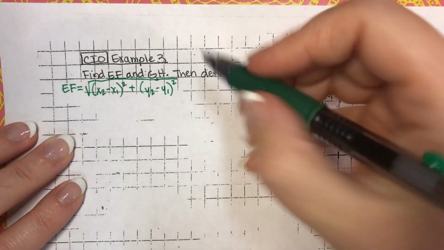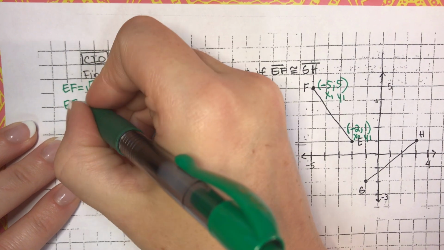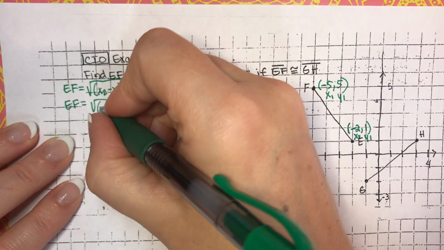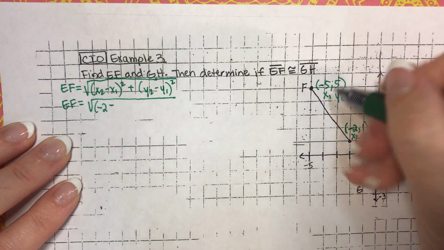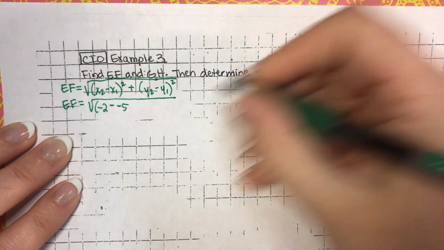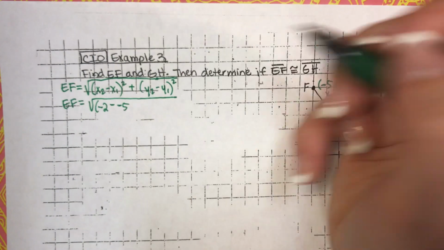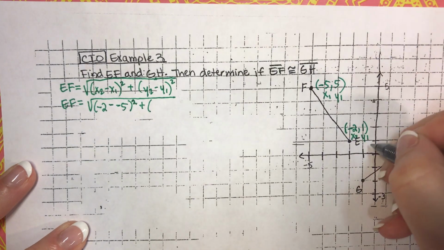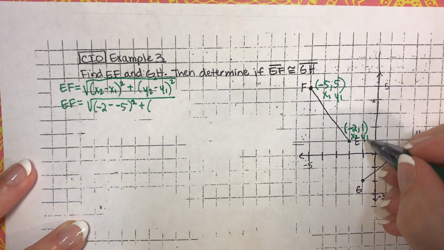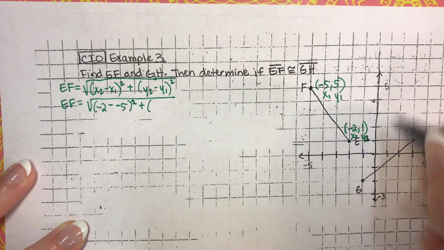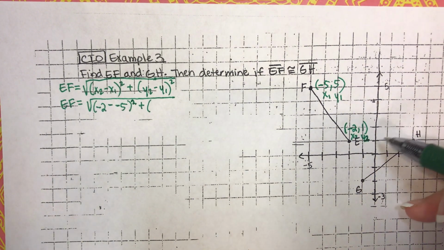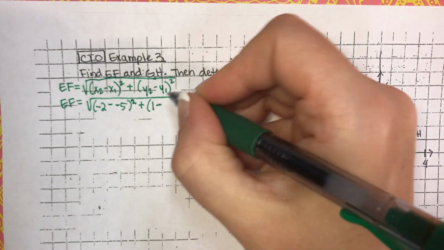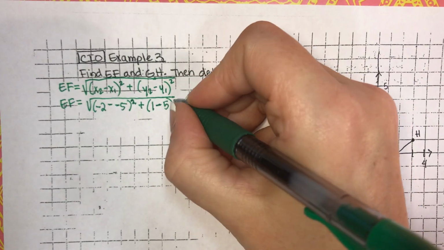Then we're going to go ahead and substitute those values in. So EF equals the square root of x2 is negative 2. So negative 2 minus, what's x1? x1 is negative 5, right? Okay, and then we square that. Plus y2, oh my goodness, what did I do? This is supposed to be a y2, I'm sorry, I hope I didn't confuse anybody. Okay, x1, y1, x2, y2. Okay, y2 is right here, this is 1. 1 minus y1 is 5, and that is squared.